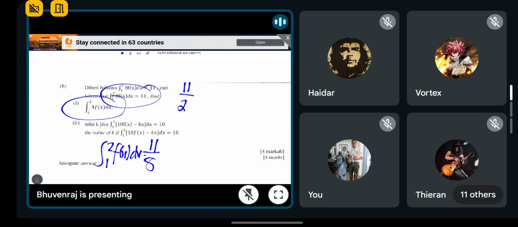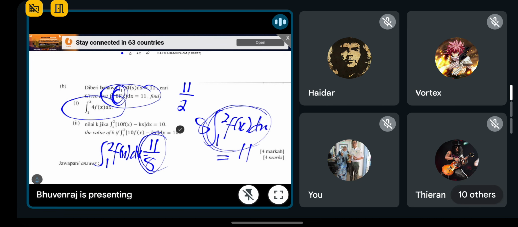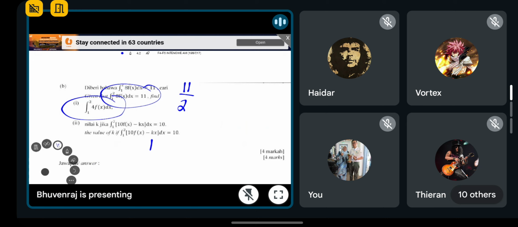This value is this one, because there is a rule that kalau kamu nampak pemalar constant, you can take it out like this. Pemalar boleh jadi macam ni. So this value is 11 over 8. 11 bagi 8. Then you times by 4. Darab dengan 4. So you get 11 over 2. Okay, guys, so clear on this part? Any problem? You guys must tell me if there is a problem. Don't just be silent over there. Kena bagi tahu kalau ada masalah.